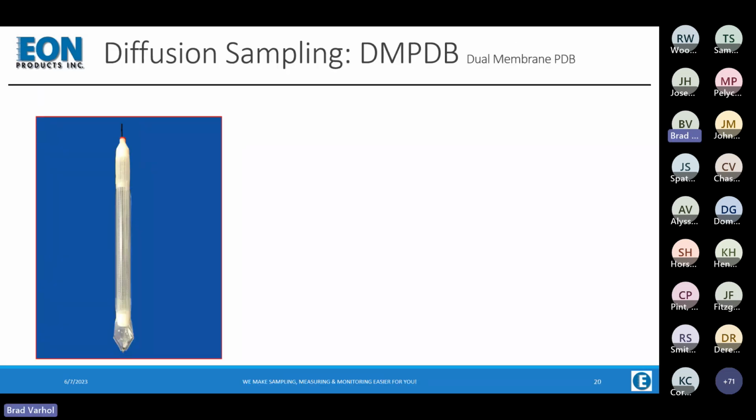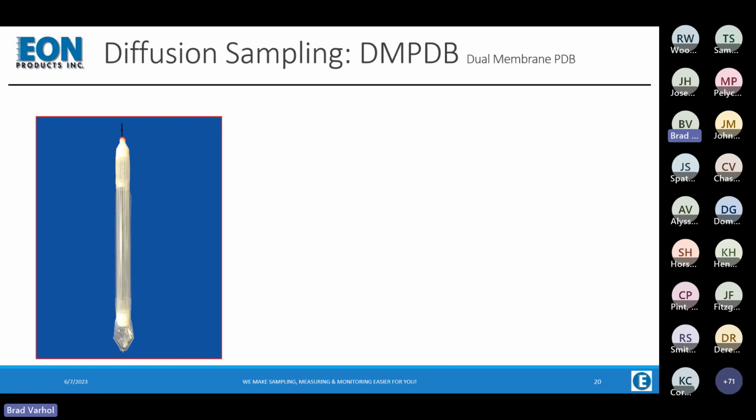There's another type of passive diffusion sampler. Because the standard PDB can only sample for VOCs, it sure did leave a host of other compounds that needed to be sampled, and why not find a way to do that passively? So we developed the dual membrane sampler, and the dual membrane sampler is built on a perforated tube that runs the length of the sampler.